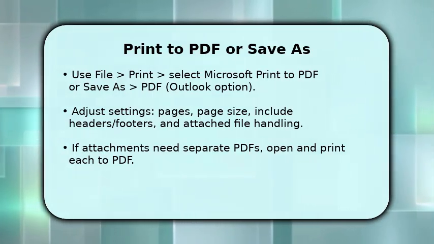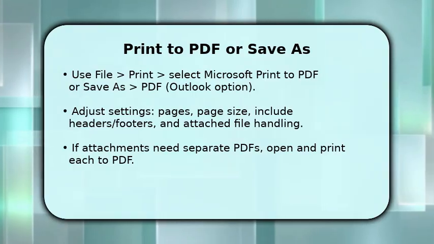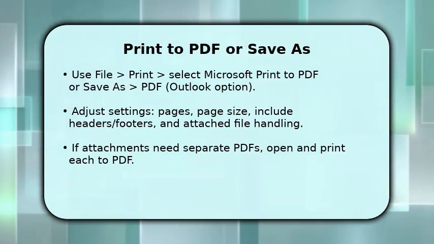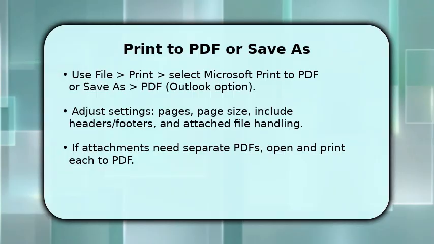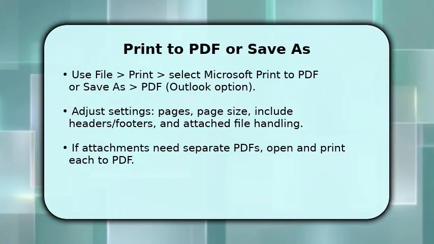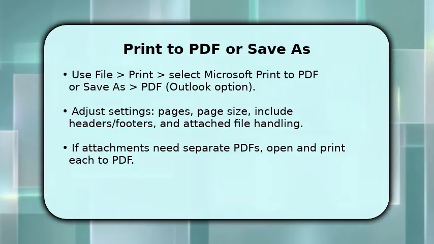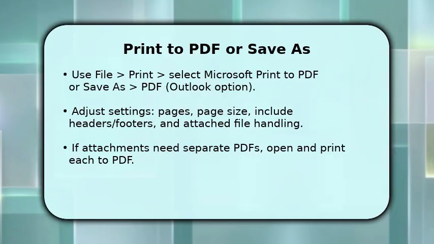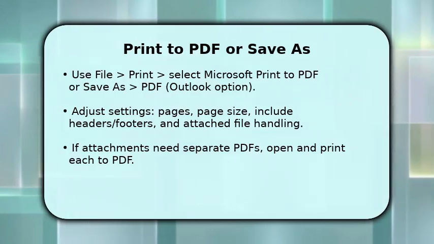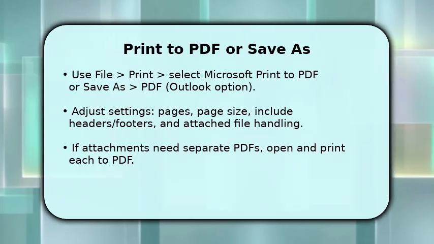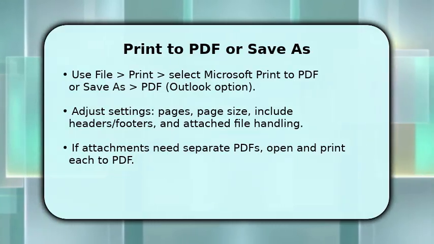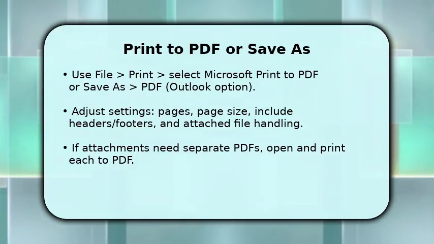Alternatively, use File Save As and select PDF if your Outlook version supports it. Make sure to adjust settings, page size, orientation, and whether to include headers. If attachments must be separate PDFs, open each attachment and print to PDF individually. This keeps formatting correct. Once settings look right, confirm and produce the PDF file.